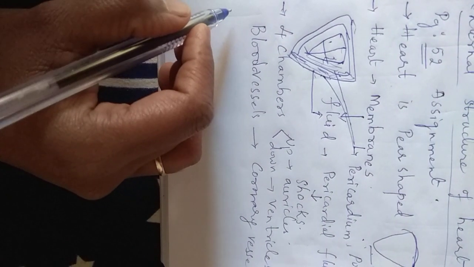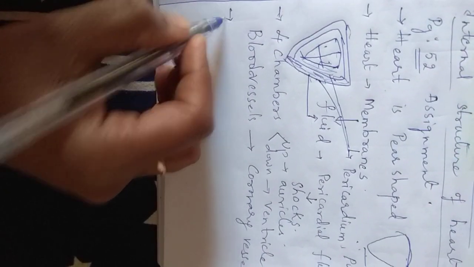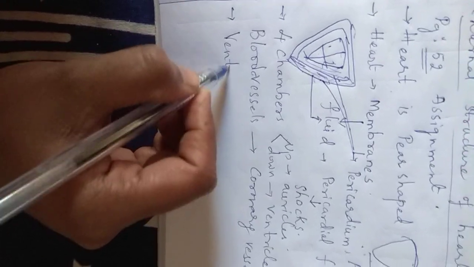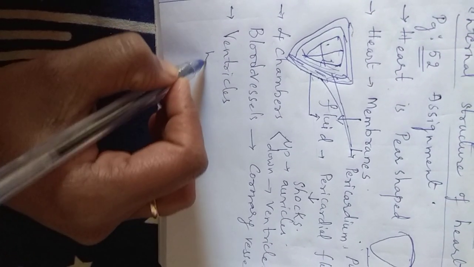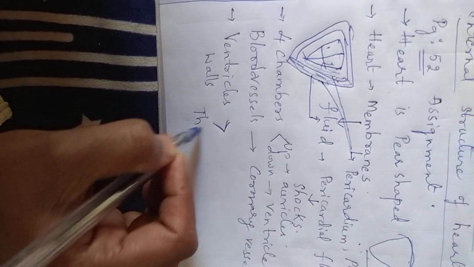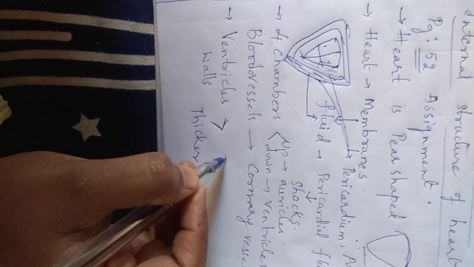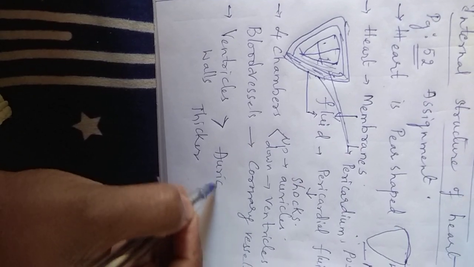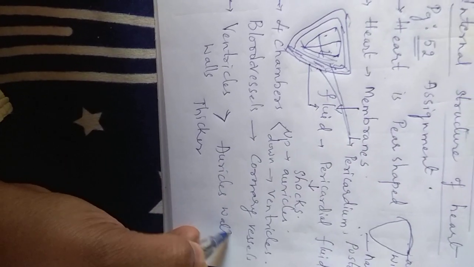Next, the walls of ventricles are thicker than the walls of auricles. Ventricles walls, they are thick रहते than auricles walls. Still here, write down the notes and do the assignment.